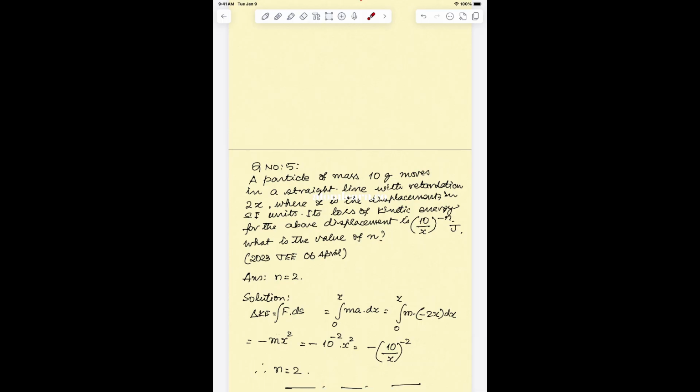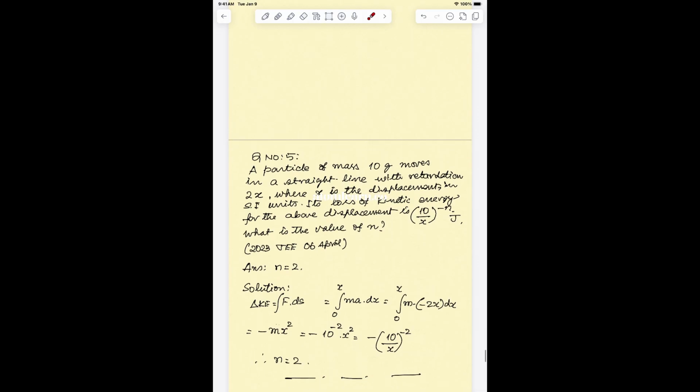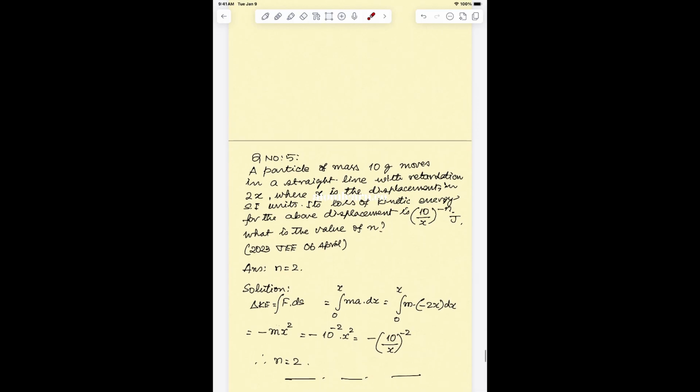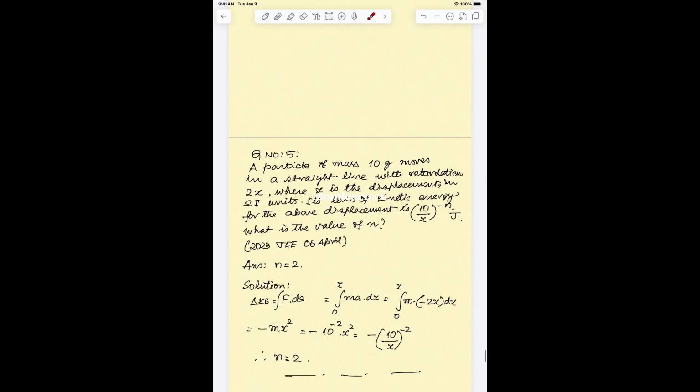This is only for JEE people, whereas NEET people need not do this. They can skip this portion because this is going to be a higher level. For you, it is not required.